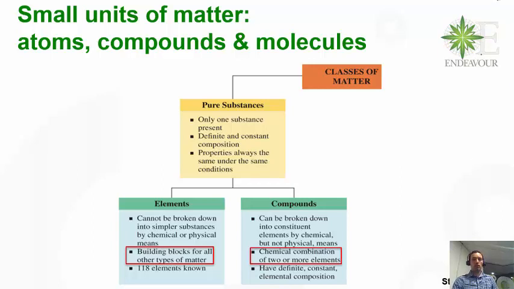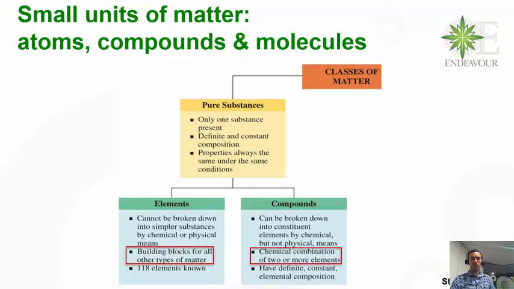Alright, so the next thing we're going to have a look at is different ways we can define matter. So we've had a look at what matter is in terms of being made up of atoms, but there's different ways that we can define the ways that these atoms come together to form larger components.